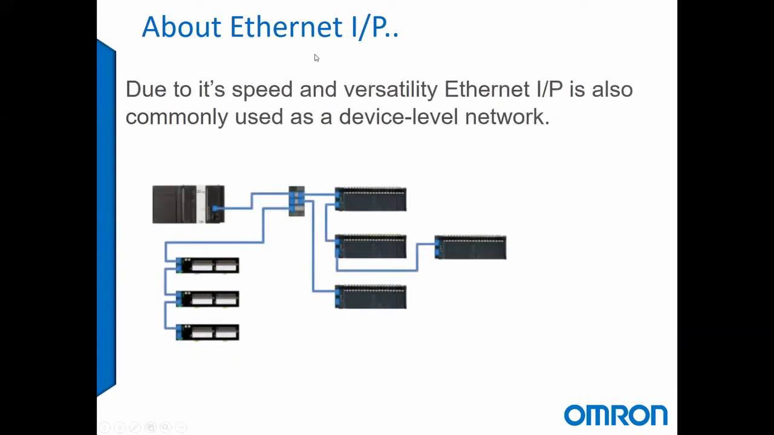Now, it's commonly a high-level network, like I said, but due to its speed and versatility, it's trickled down to a device level, and it's seen just as commonly there, if not more commonly now, I'd say. So remote I/O, drives, that sort of thing. It spans both worlds, which is nice. EtherCAT, that's only going to be on device level. Ethernet IP will be high level or device level, either one.